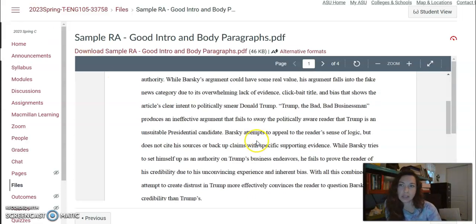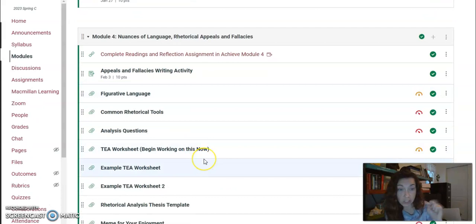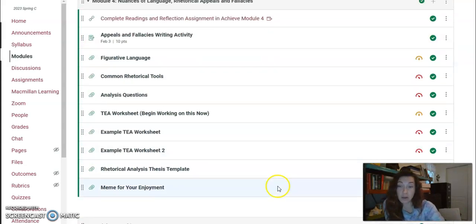So take a look at these samples to help you. But what you should be working on right now is getting your TEA worksheet going, getting that really strong, and getting your thesis going. Get that really strong, so you know which tools you're going to be analyzing in your paper. You know the rhetorical situation of your paper. If you get stuck, as always, reach out to me and ask for help, and we'll get you set right.